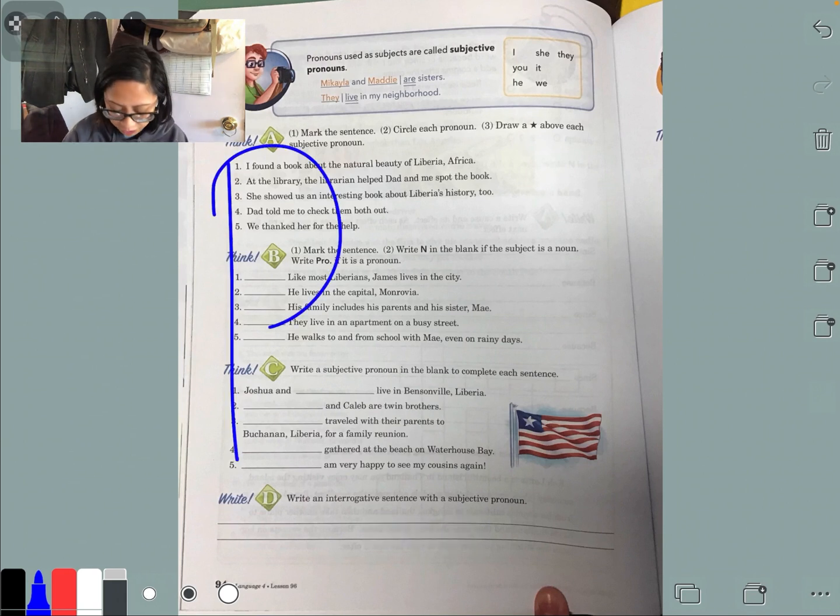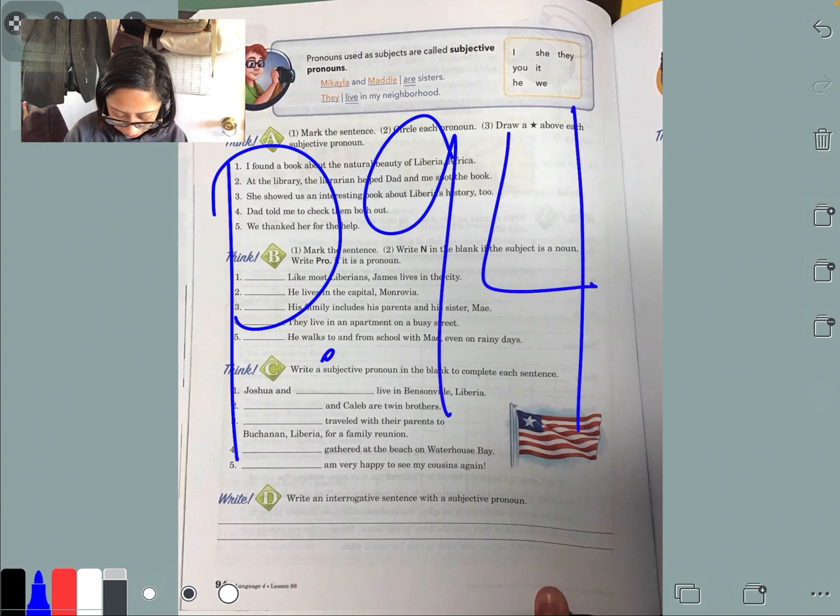Please be sure you're on page 94, and I'll make it nice and big for you to see. 94. We are going to continue our lesson on pronouns. Pronouns take the place of nouns, and there's a song for it.